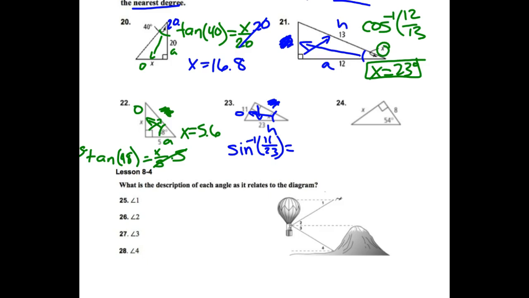and I should end up, oops. There we go. It helps if I type it in correctly. I should end up with x being equal to 29 degrees.